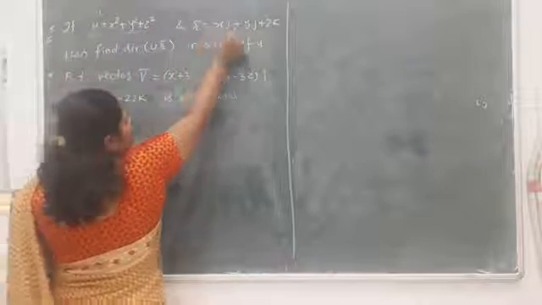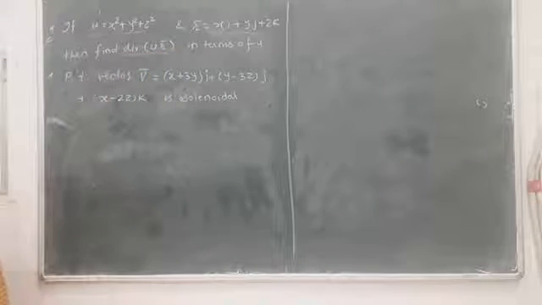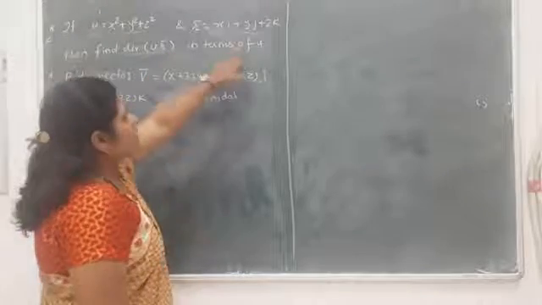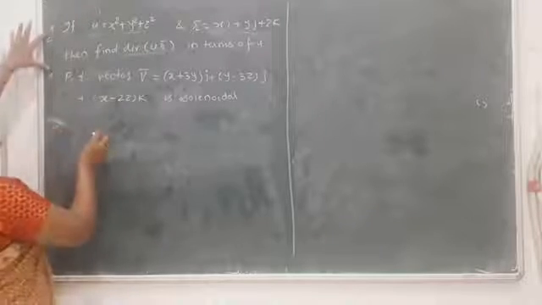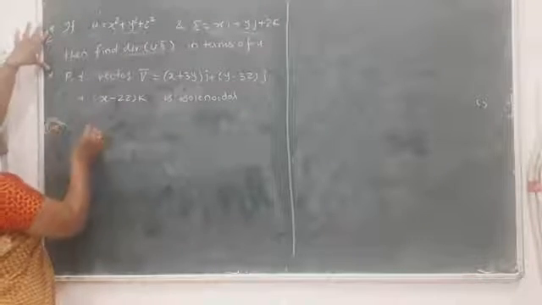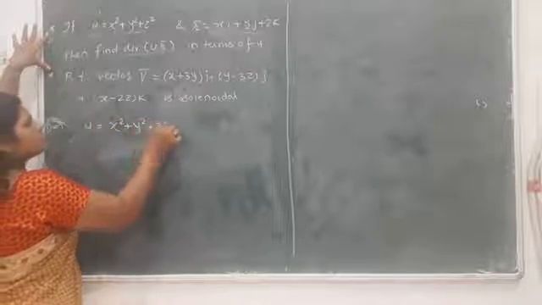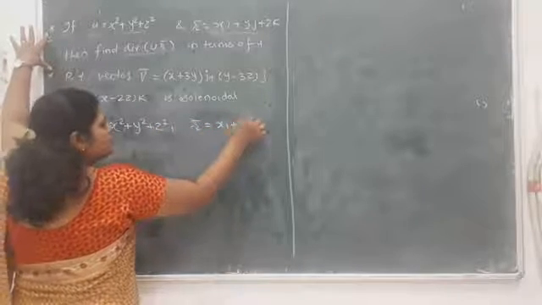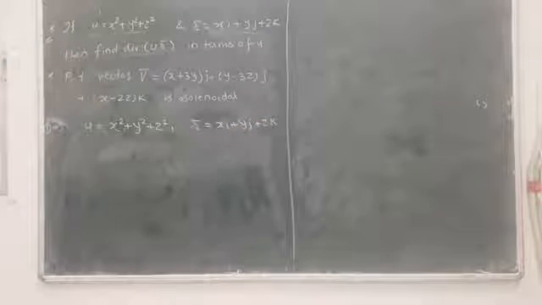We have the values of u and r bar, and we have to find the divergence of u into r bar, and that should be in terms of u. First we will see this first problem. We write both values. U is equal to x square plus y square plus z square. R bar is equal to xi plus yj plus zk, and then you have to take the simple product of both. So we will take that product.